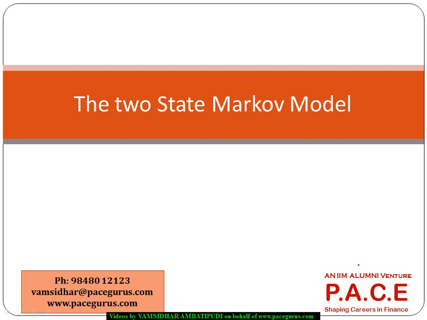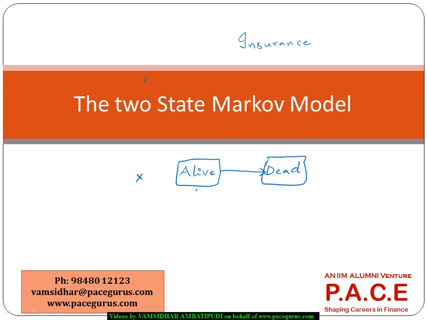In this session, let's look at the two-state Markov model used very heavily in the insurance world, where there are only two states, typically the alive and the dead state. Generally, between the alive and the dead there is only one transition between these two states. At some point in time, a person who is alive, at some particular age, will move to the dead state.